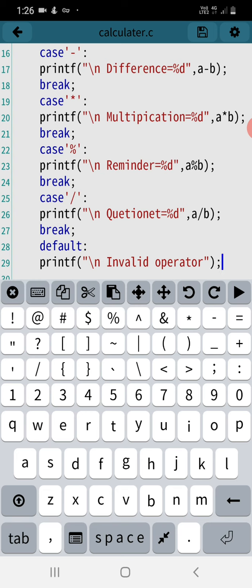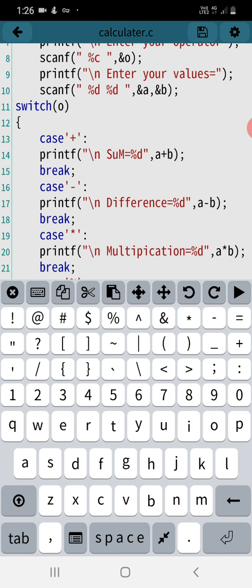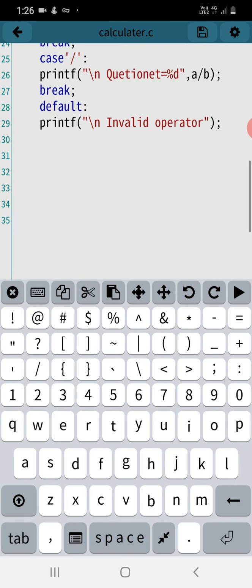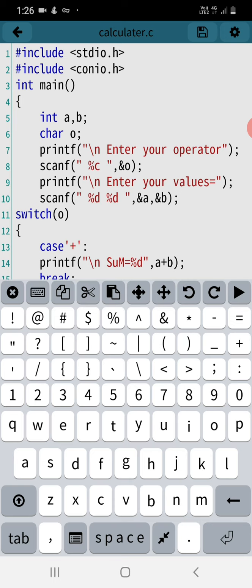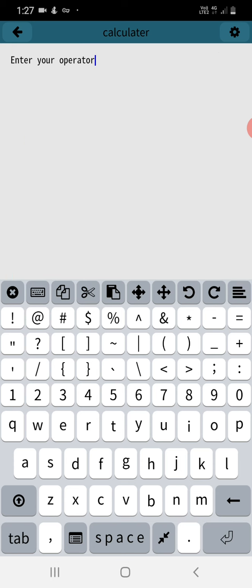Next, you will see the output of that. The open brace of the switch is closing now, and the main open brace is closing now. So compile, enter your operator. Now test all that we have.